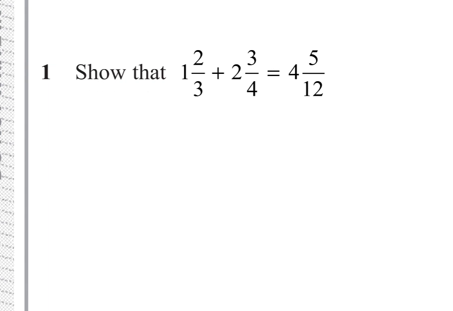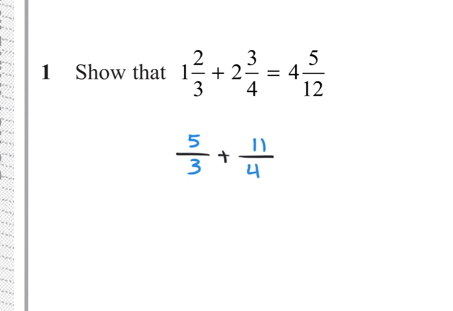Number 1: show that 1 and 2/3 plus 2 and 3/4 equals 4 and 5/12. First step, you can convert the mixed numbers to fractions. 1 multiply 3 plus 2 is 5, so 5/3. 2 times 4 is 8 plus 3 is 11, so 11/4.